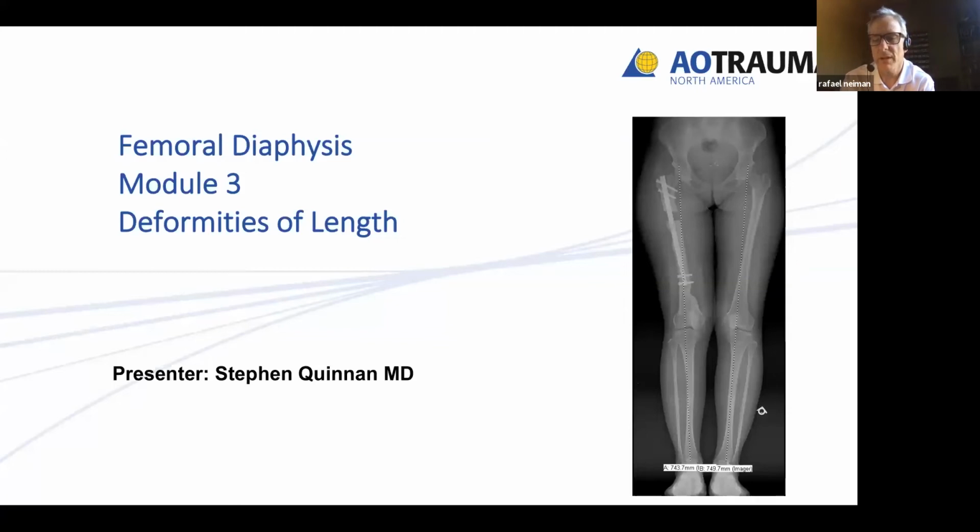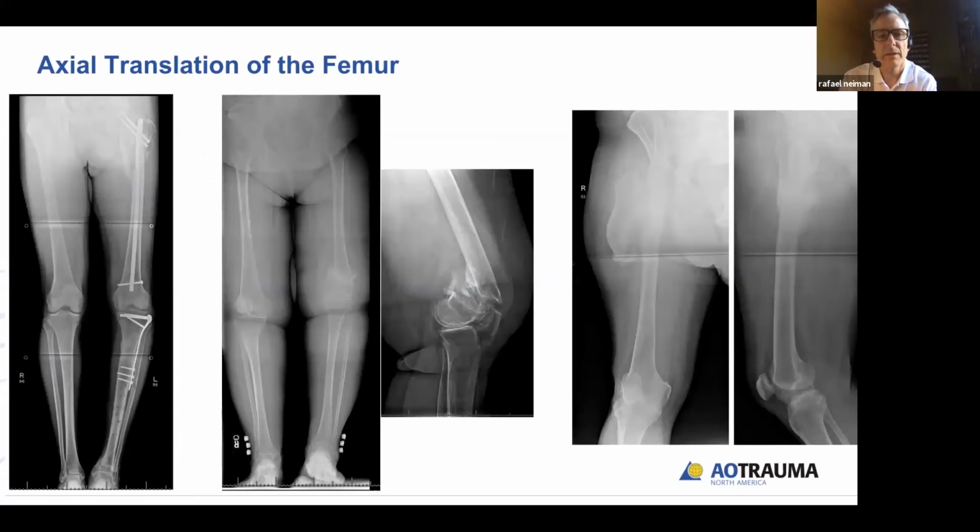Next, we had Steve Quinnen show us some pretty amazing stuff on the evolution of deformities of length and how we've moved so far in such a short amount of time. Axial translations of the femur. This is another translation, just instead of X and Y or coronal and sagittal translations, now we're talking about translations of length in the long axis.